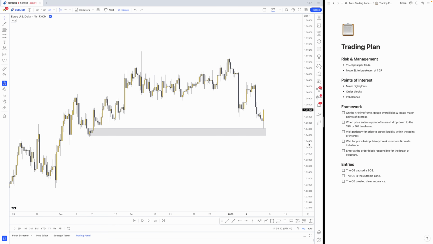So this here on EURUSD is a great example of that. The zone that I've highlighted clearly has a reaction from it. Price rejected it and turned bullish pretty impulsively. However, if you look to the left where I actually drew the zone, it's not the perfect order block.